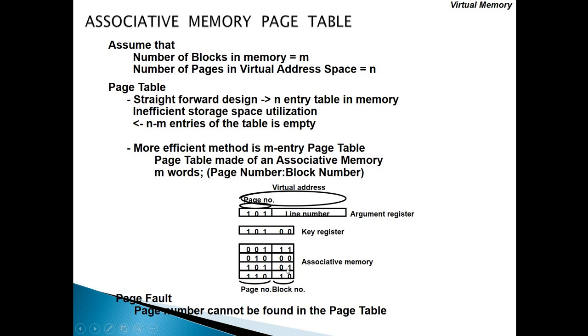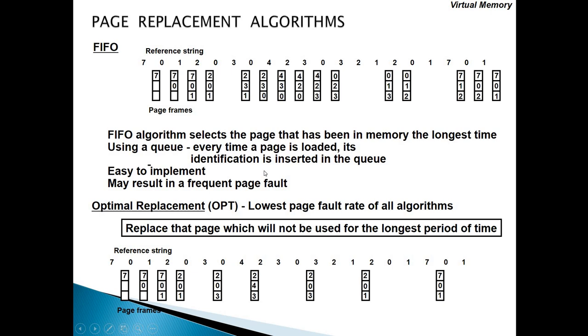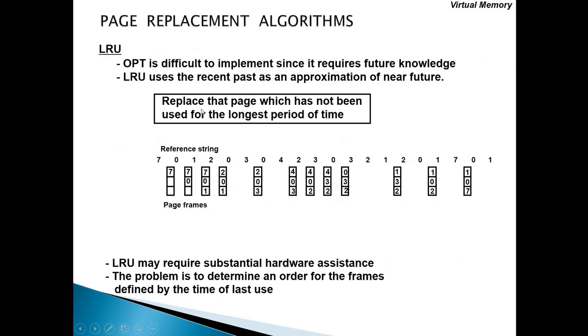Now we'll see page fault. If the page which is searched by the CPU is not present in the main memory, then it is called a page fault. If the memory is full and it is not possible to accommodate any new page, then it will use some standard algorithms. The replacement algorithms are FIFO and LRU. The FIFO algorithm selects the page that has been in memory the longest time, using a queue. Every time a page is loaded, its identification is inserted in the queue. The next technique is LRU. It replaces the page which has not been used for the longest period of time.